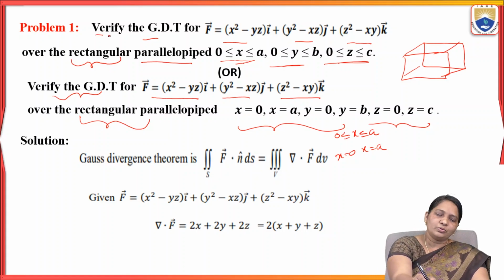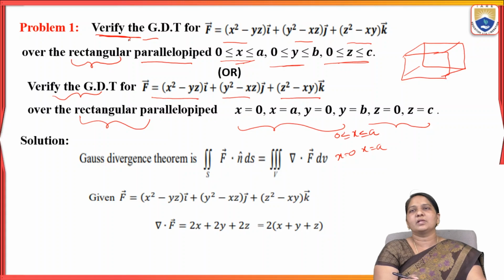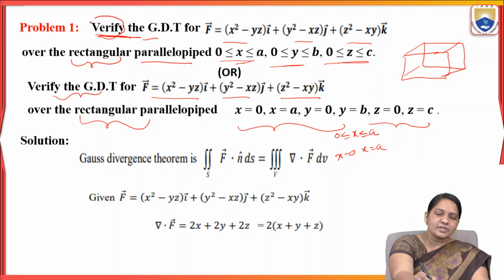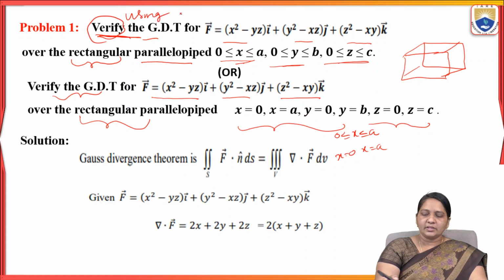Already I told you, if it says verify, we have to do two parts, the LHS part and the RHS part in the Gauss Divergence Theorem. For example, here in place of verify, if they are asking using Gauss Divergence Theorem, then we can do any one, surface integral also or volume integral also. So based on the problem, we have to give the solution.